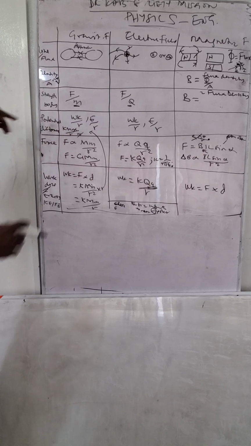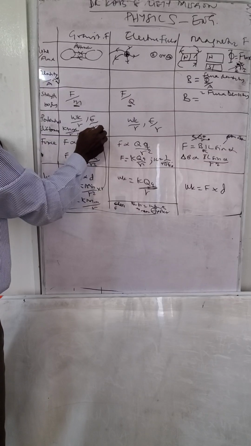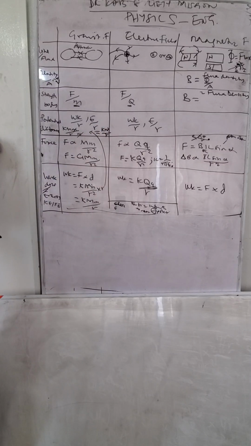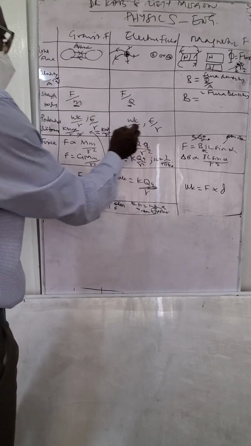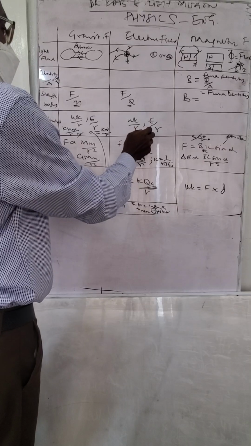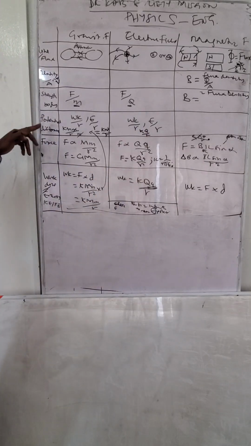M cancels, and then you have what? The final answer is what? K capital M over R as the potential. Okay? So this will also become K capital Q over R as a potential, electric field potential, right?